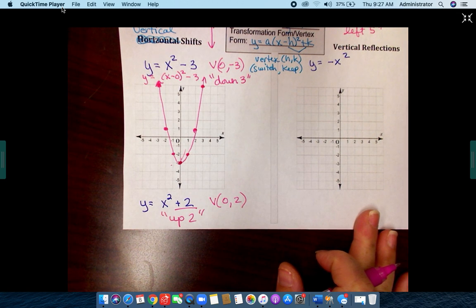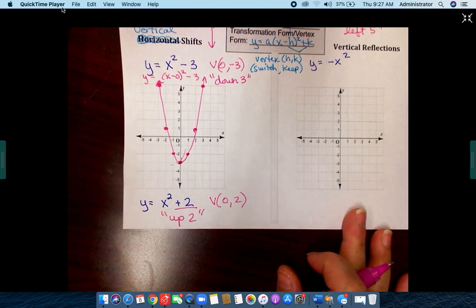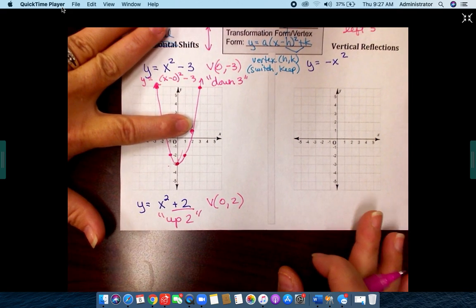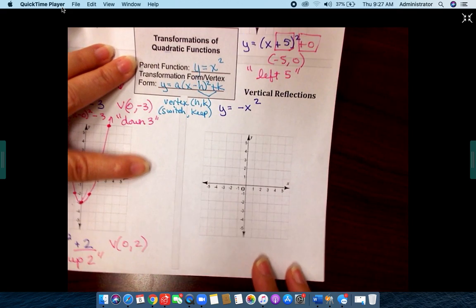So when you do your work today, you are going to turn in a list of what the functions were and how they are transformed. But you're going to practice graphing them. It's nice on Delta Math. You're just going to drag a graph around.